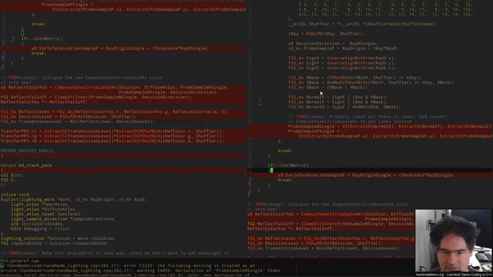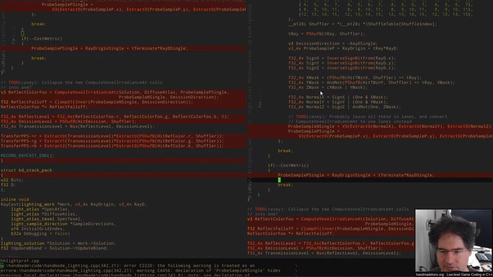So that's good. In this case, rather than creating a new value, we would just say probe sample P single equals that termination place. We haven't quite figured out how we're going to get that value yet, but it's probably just going to come from the table.